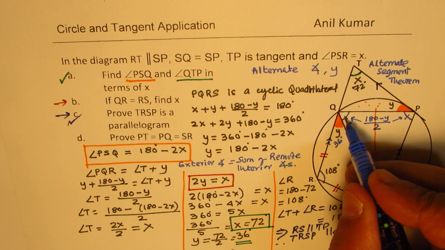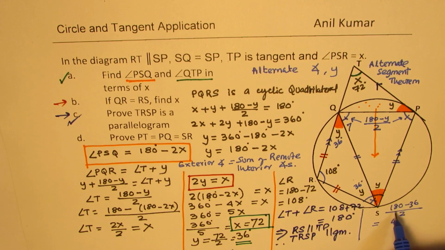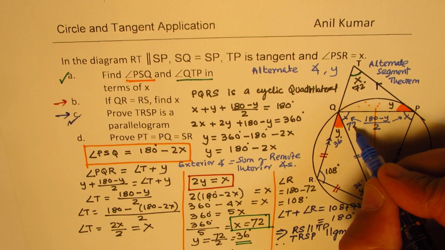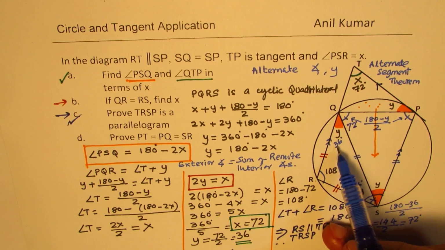So we are calculating this angle. 180 minus 36 divided by 2, which is, when you take away, you get 4 here, and then from 7, if you take this 3, we get 4, right? So we get 144 divided by 2, which is 72 degrees, right? So this angle is 72 degrees. That angle is 72. This is 36.